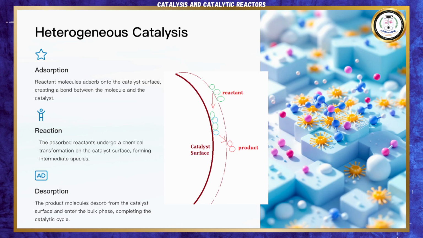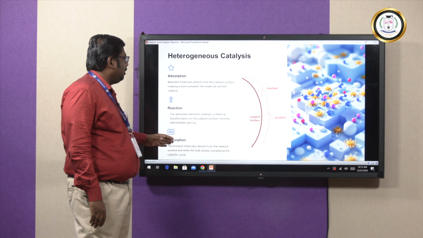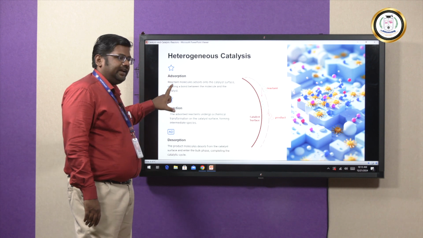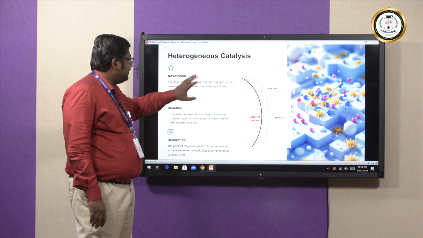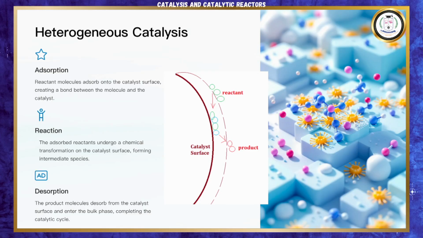Now let's talk about heterogeneous catalyst. In heterogeneous catalysis, there are three aspects which we need to learn in depth: adsorption, reaction, and desorption. These three phenomena are mostly encountered for a heterogeneous catalyst. Let's say this is the surface of the catalyst. There will be a film.